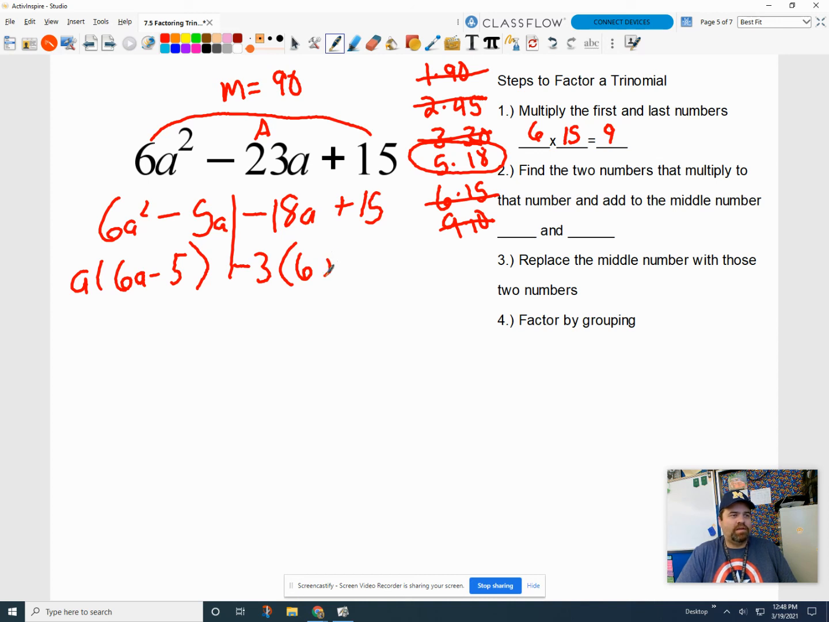Come on, pen. 6a minus 5. It's like a third grader wrote that. Okay, so my factored pieces are 6a minus 5, a minus 3.